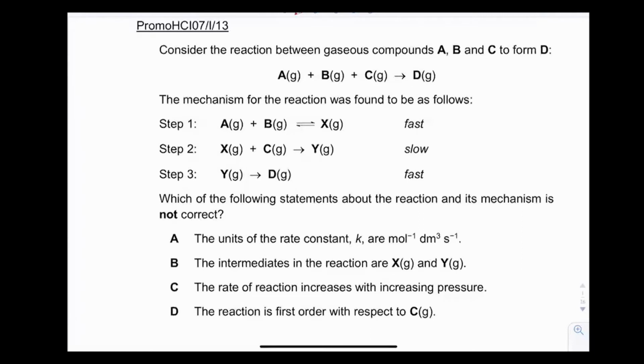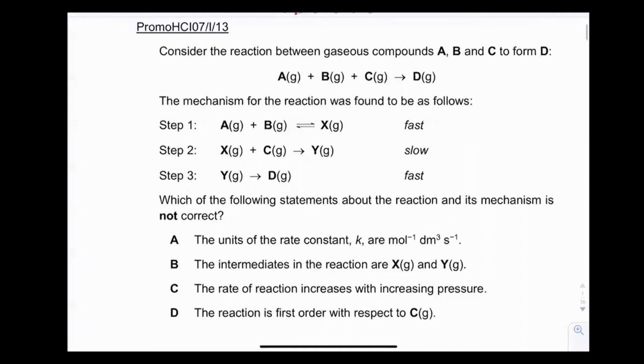A, the units of the rate constant K are mole inverse dm cubed S inverse. So in order to figure out the units, I have to first write my rate equation. So over here, remember that your rate equation always follows that of the rate determining step, which is the slow step. Why is that so? Because when there are 3 steps, only the slow step is the so-called bottleneck.